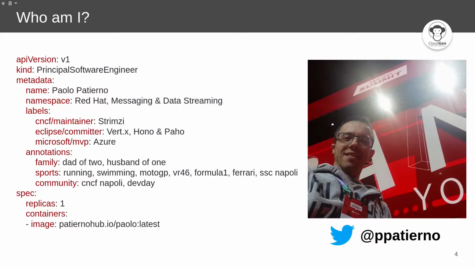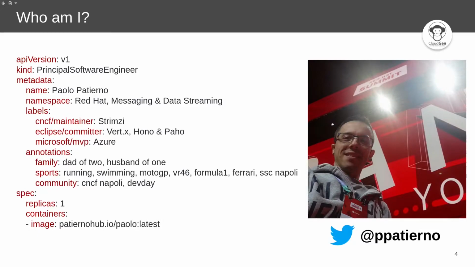So let me introduce a little bit about myself. I am Paolo Patierno. I am a principal software engineer in Red Hat on the messaging and data streaming team. I am maintainer of one of the projects that I'm going to talk about a little bit during the demo, just as an example of what I'm going to show during this session. So I am maintainer and committer for this project, and other than this for other projects in the Eclipse Foundation. I am also Microsoft MVP in the Azure category. As you can see, I love a lot the sports, kind of Formula One, MotoGP, and even football.